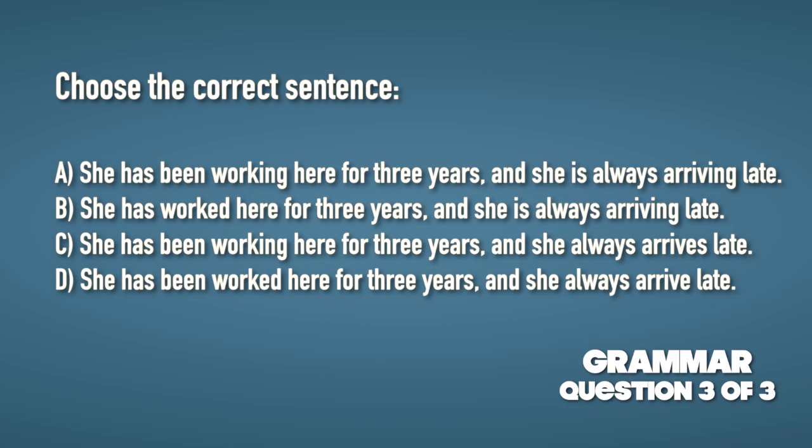She has been working here for 3 years, and she is always arriving late. She has worked here for 3 years, and she is always arriving late. She has been working here for 3 years, and she always arrives late. She has been worked here for 3 years, and she always arrived late.